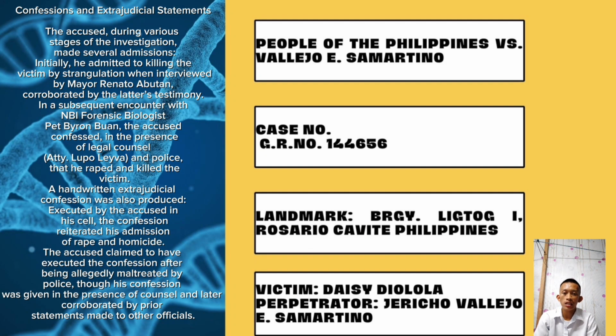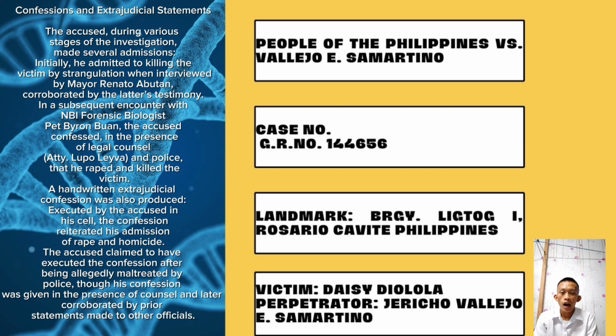Confession and extrajudicial statement. The accused, during various stages of the investigation, made several admissions. Initially, he admitted to killing the victim by strangulation when interviewed by Mayor Renato Abutan, corroborated by the latter's testimony in the subsequent encounter with NBI forensic biologist Pet Byron Buwan. The accused confessed in the presence of legal counsel, Attorney Lopo Leiva, and police that he raped and killed the victim. A handwritten extrajudicial confession was also produced.